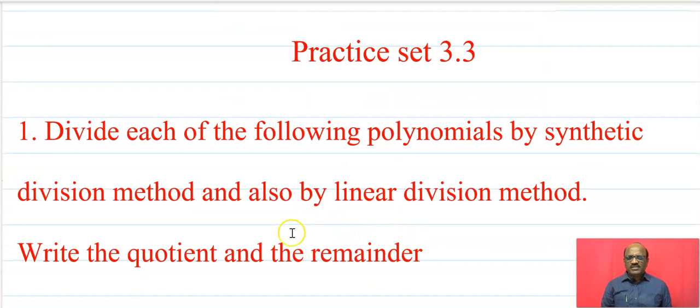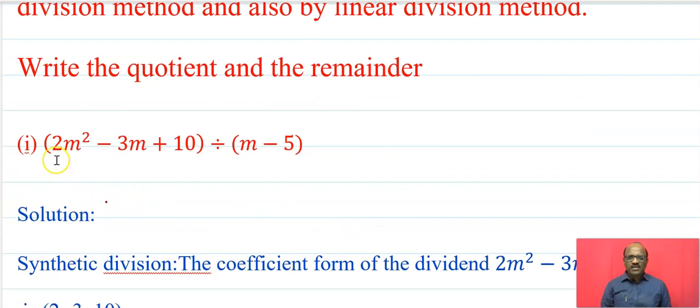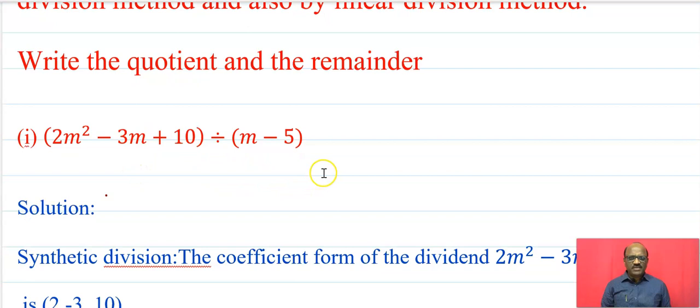That is 3.3. It's again very interesting. Divide each of the following polynomials by synthetic division method and also by linear division method. This is very important. Linear is also very complicated, but I have explained all the examples in very simple language. Write the quotient and the remainder. Now see this polynomial, 2m square minus 3m plus 10 is divided by m minus 5.